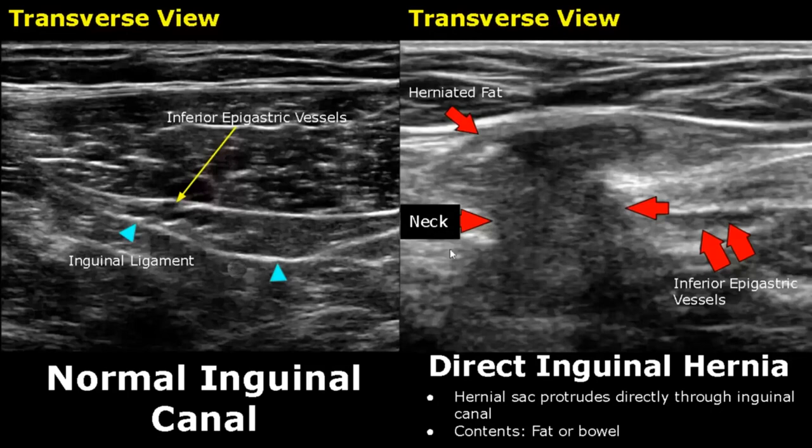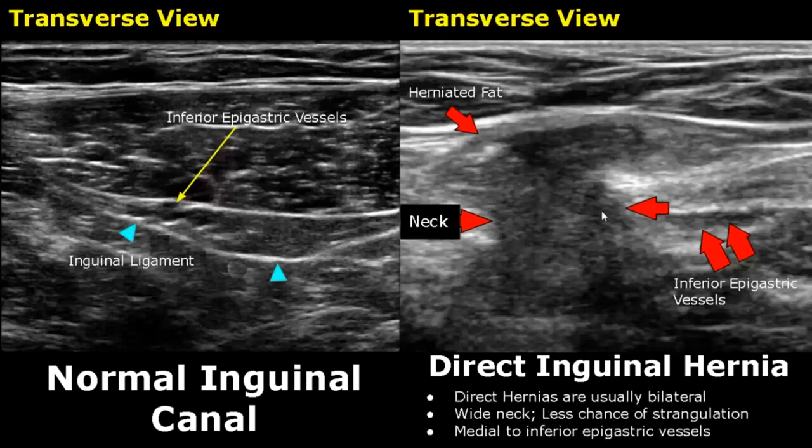Over here we have a direct inguinal hernia. The hernial sac protrudes directly through the inguinal canal. We see a wide neck and hypoechoic herniated fat. Direct hernias are usually bilateral. They have a wide neck which reduces the chance of strangulation. Direct hernia is mostly found medial to inferior epigastric vessels.